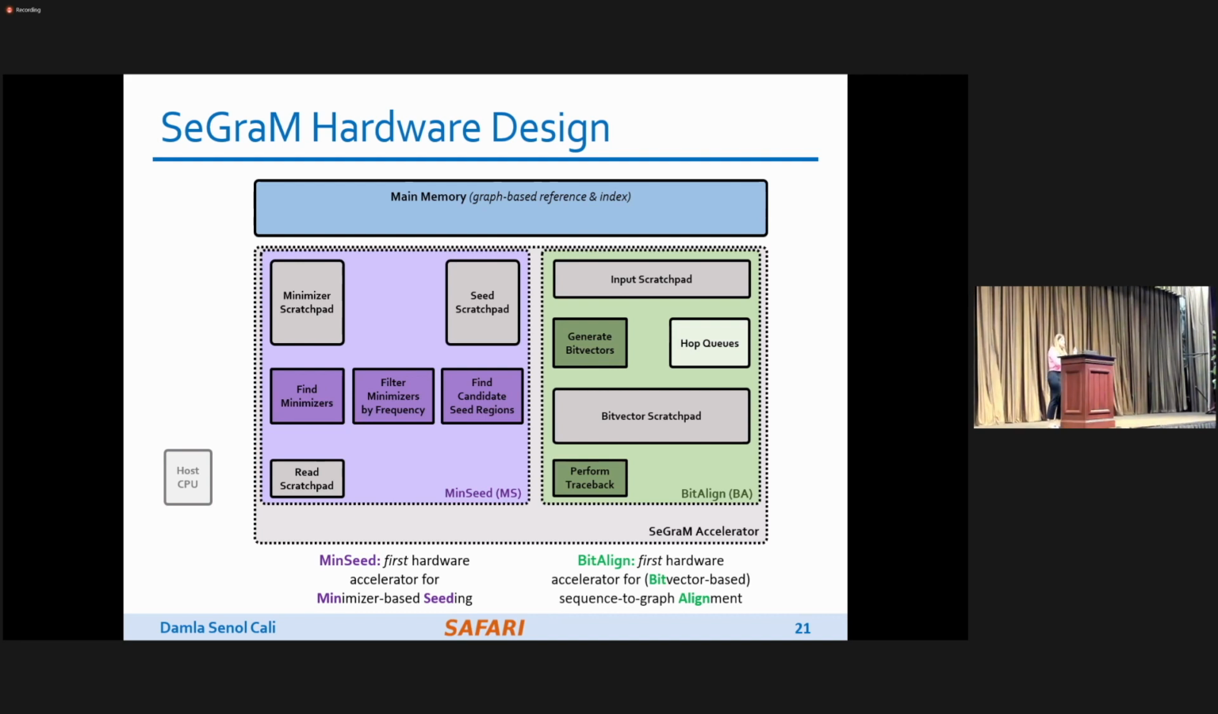So let's look at the workflow. SeGraM execution starts when the query read is streamed from the host and MinSeed writes it to its scratchpad. And using all of the k-length subsequences, which are called k-mers, of the query read, MinSeed finds the minimum representative set of these k-mers, which are called minimizers, according to a scoring mechanism, and writes them to the minimizer scratchpad. And for each minimizer, MinSeed fetches its occurrence frequency from the hash table sitting in the main memory and filters out each minimizer whose frequency is above a user-defined threshold.